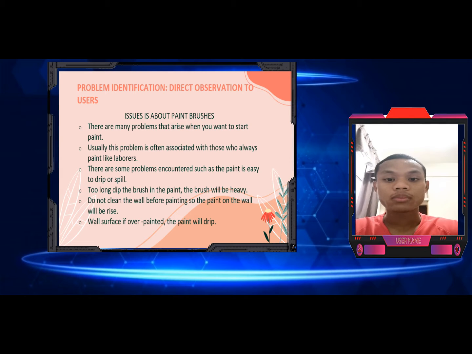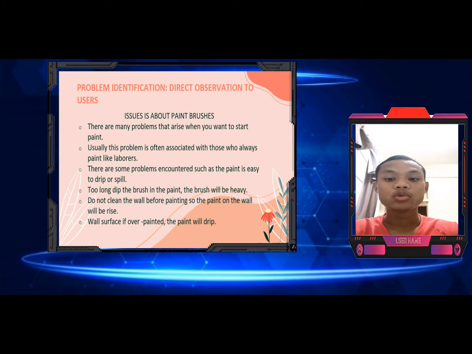The issue is about paint brushes. There are many problems that arise when you want to start painting. Usually, this problem is often associated with those who always paint, like laborers. There are some problems encountered, such as the paint being easy to drip or spill.